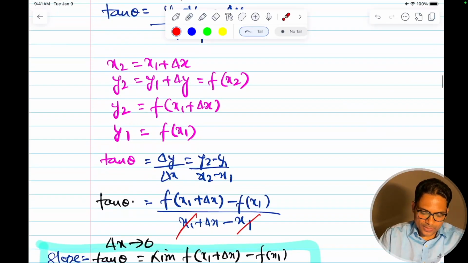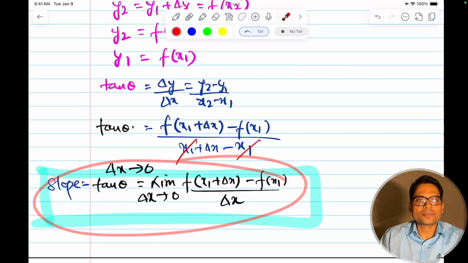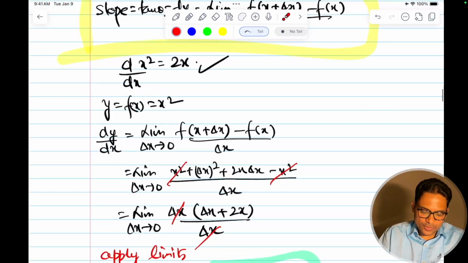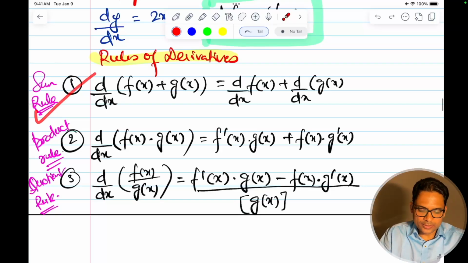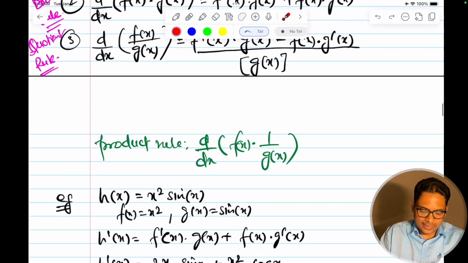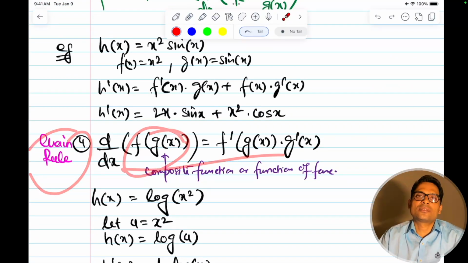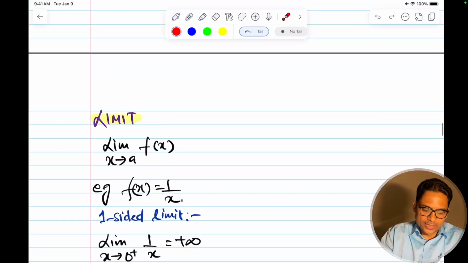That's what we saw. Then we saw the formula for finding the derivative. This is the formula. Because it has limits, we then understood limit. We also saw the rules of derivatives. We saw the sum rule, product rule, quotient rule, which is just a modified form of the product rule, and then we saw the chain rule, which is very important and is used for a function of a function. That is used in backpropagation. We'll discuss that in detail with an example when we discuss backpropagation.